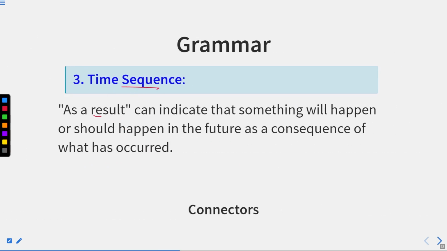Time sequence. As a result can indicate that something will happen or should happen in the future as a consequence of what has occurred. So whatever has happened, and due to that particular reason, something is going to happen. That something which is going to happen will be in the clause of as a result, because as a result will show that because of that, this is going to happen.